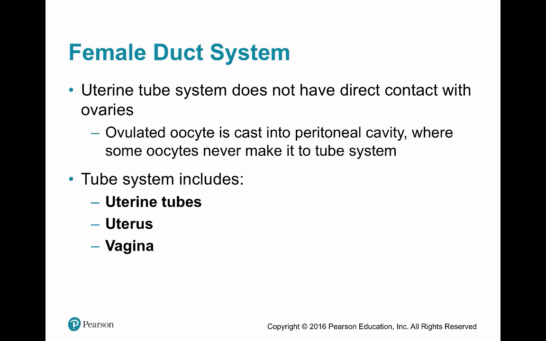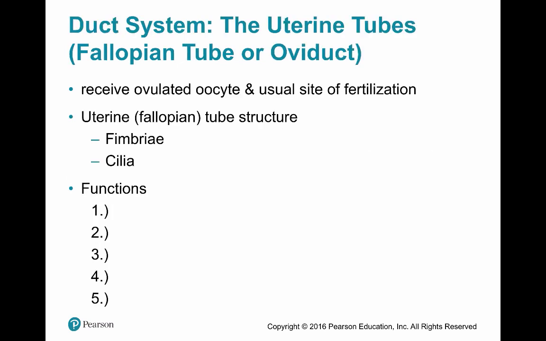Now, the female duct system, let's get into this. The uterine tube system does not have direct contact with the ovaries. The ovulated oocyte is cast into what's known as the peritoneal cavity, where some oocytes never make it to the tube system at all. And if they do, the tube system will include the uterine tube, the uterus, and the vagina. And so let's actually talk about the different parts of the tube system.